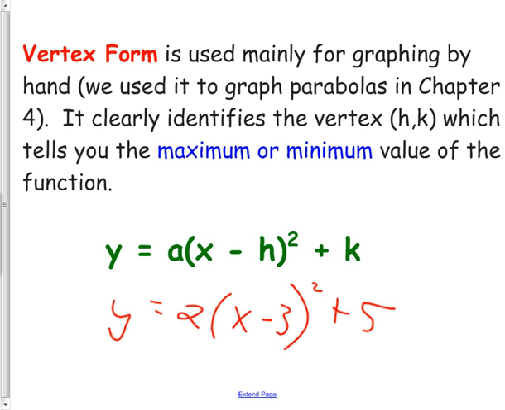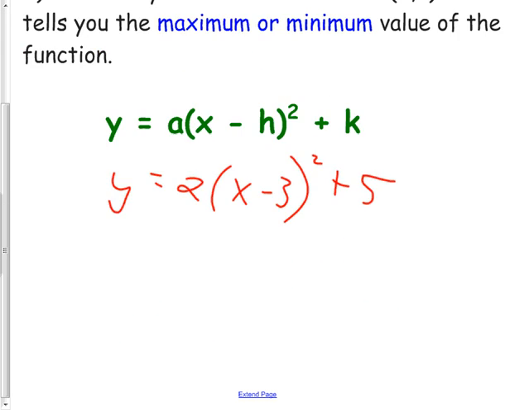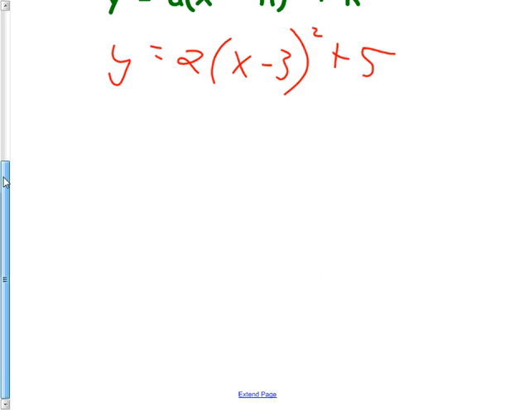Here's an example of one. Okay, and you've seen this before. Just ignore the green stuff for a second. You've seen this kind of equation before. It's a parabola because it's squared, right? And it's been moved which way? So it's a parabola. It's been moved right 3. And how about this? Up 5.